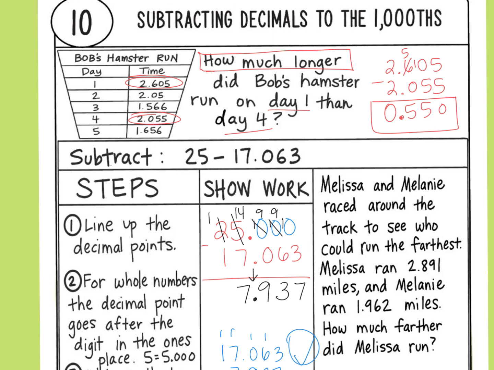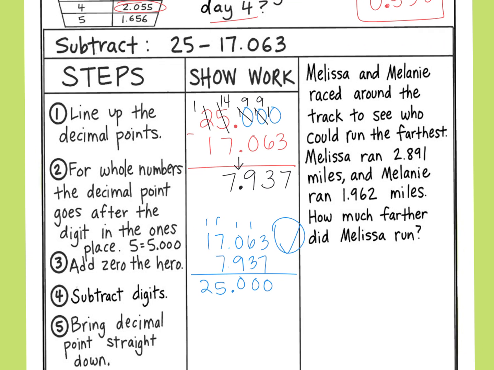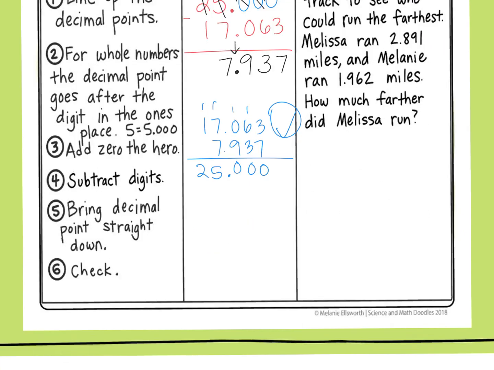How are we feeling so far? Okay, go ahead and solve the problem about Melissa and Melanie, and then we'll check it together. Make sure you label your answers, and here we are. How much farther means we're subtracting. 2 and 891 thousandths minus 1 and 962 thousandths gives you 929 thousandths miles. Okay, we're about to do a Plickers review.